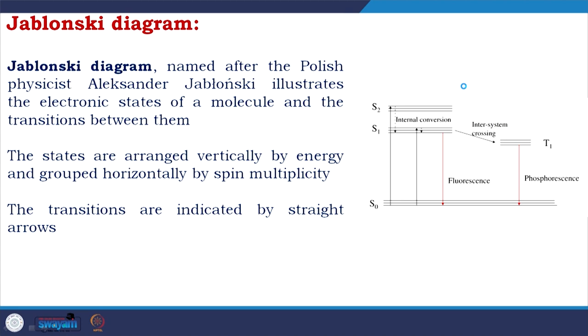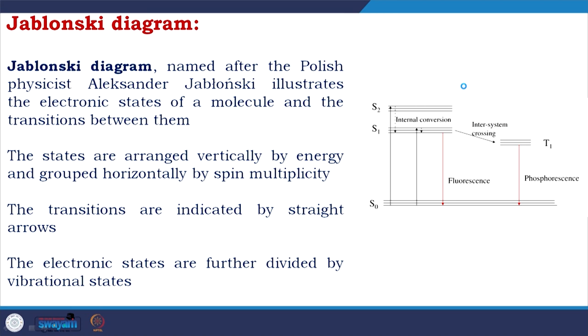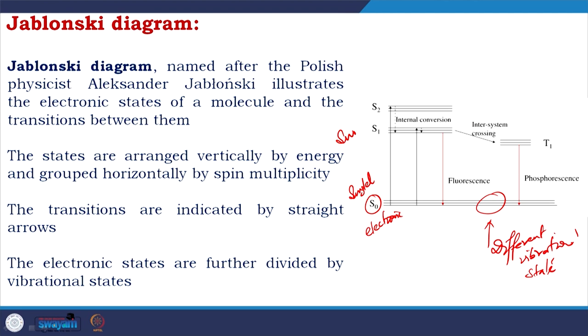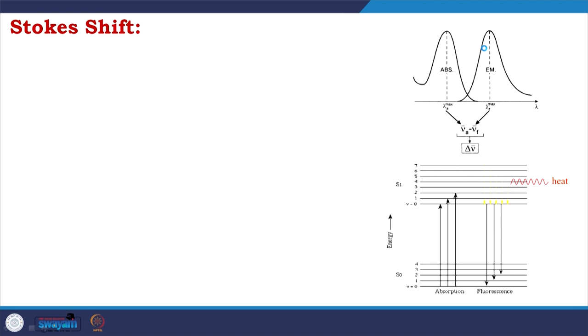The electronic states are further divided into different vibrational states. This is singlet to singlet to singlet, and this is triplet. So, if singlet goes to triplet and then comes back, this is interconversion. So, that is the total phenomenon.